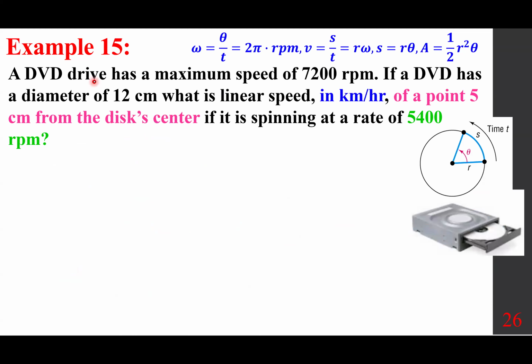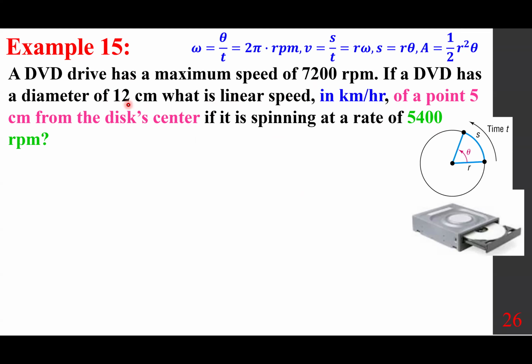A DVD drive has a maximum speed of 7,200 RPM, revolutions per minute. The DVD has a diameter of 12 centimeters. What is the linear speed in kilometers per hour of a point 0.5 centimeters from the disk center if it is spinning at the rate of 5,400 RPM? First, I want you to know, whatever the diameter or the radius is, it doesn't matter. We are at a different point, so that really doesn't come into effect.